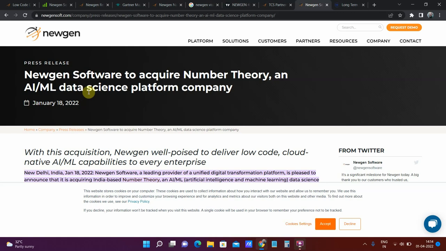So this is the latest acquisition that the company has made. As everyone knows, the new thing in digitalization is artificial intelligence, machine learning, the whole automation thing. This is what is going to happen in the next 5 to 10 years, as the world moves to a digital era. Okay, now coming to the technical part of it.